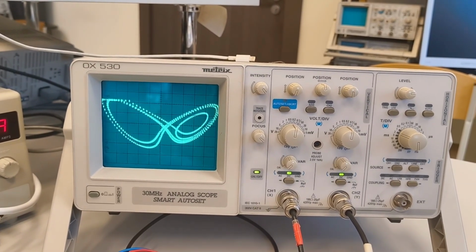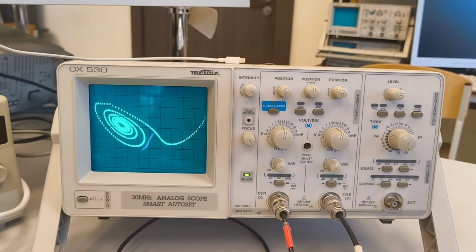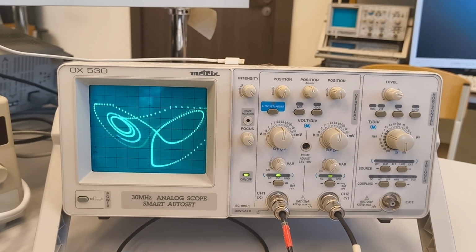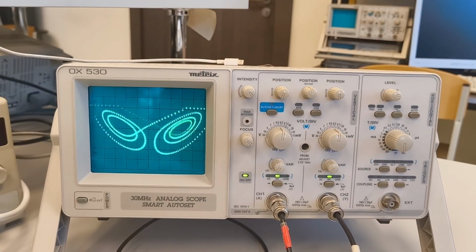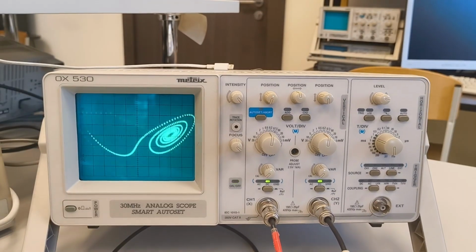So to wrap up, an oscilloscope measures voltage over time, with three controls to master: volts per division, time base, and trigger. XY mode lets you plot two signals against each other, and today we used all of that to visualize a set of equations from 1963 that still fascinate mathematicians and engineers to this day.